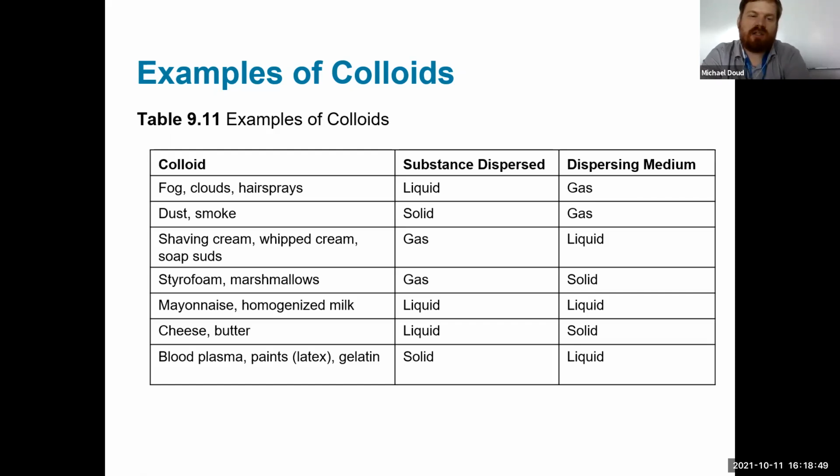So like fogs, smoke, shaving cream, styrofoam or marshmallows, mayonnaise, cheese, and blood plasma are all examples of different types of colloids. So fog, for example, is liquid water that's dispersed in air. So it's a liquid dispersed in a gas. Smoke, for example, is a solid that's dispersed in a gas. Now that smoke can be filtered out, but it won't necessarily settle easily on its own. I mean, it's still obviously smoke is an entity, right, that you have to deal with. Dust is present, no matter what. So that's why we care about it, is because these things exist, right?